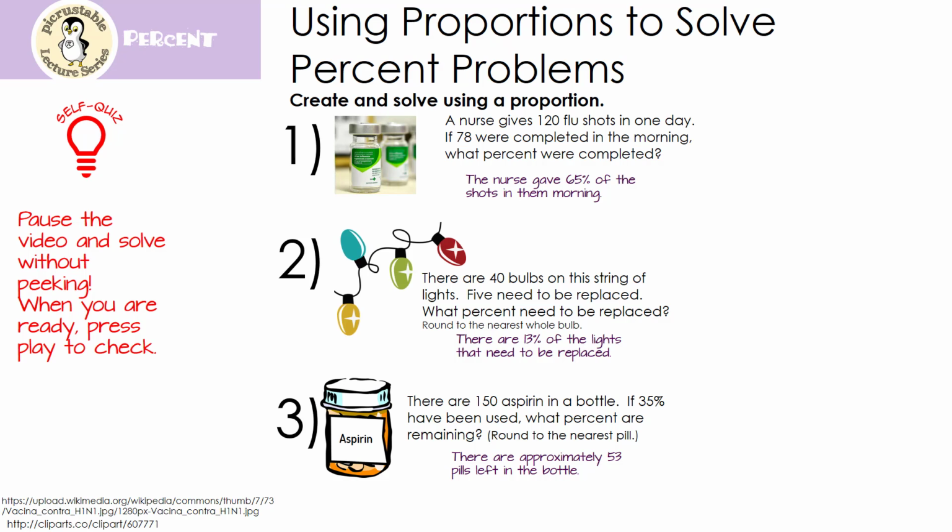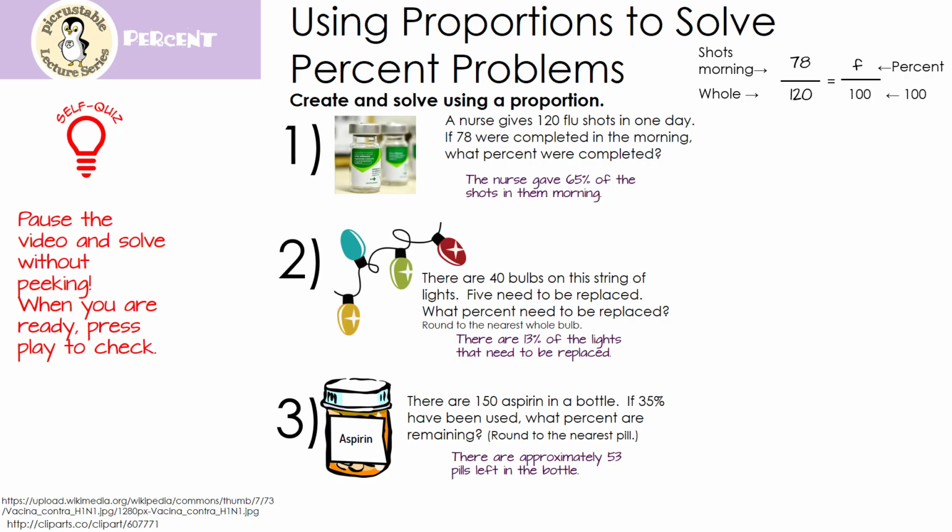A nurse gives 120 flu shots in one day. If 78 were completed in the morning, what percent were completed? Once again, we need to fill out our formula. The total shots in the morning that were given is 78. The nurse has 120 shots. We need to figure out what percent were given in the morning.